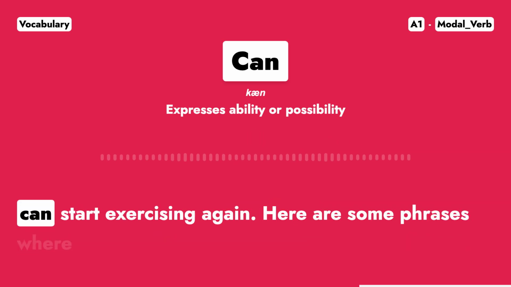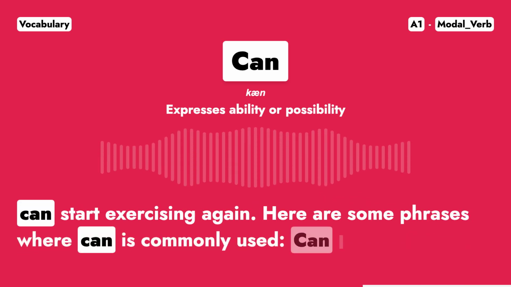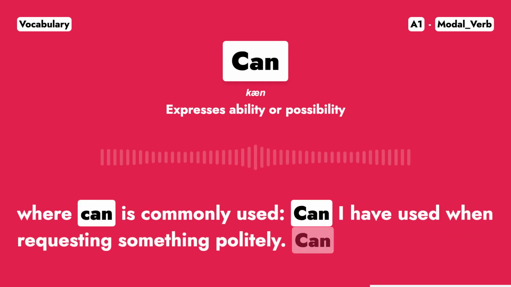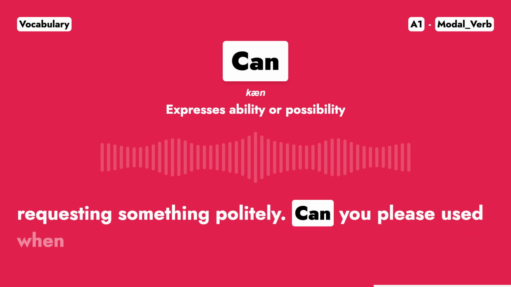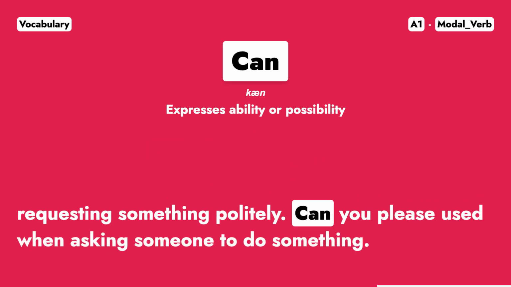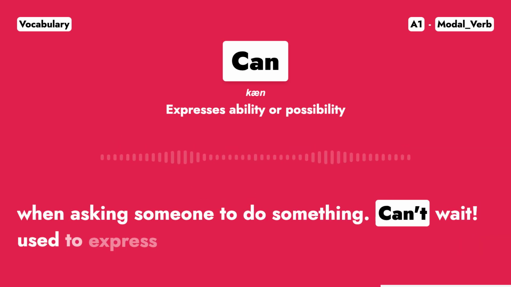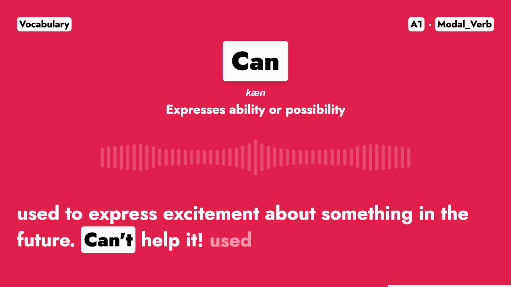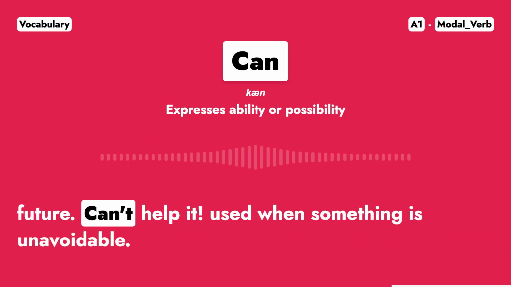Here are some phrases where can is commonly used. "Can I have?" Used when requesting something politely. "Can you please?" Used when asking someone to do something. "Can't wait." Used to express excitement about something in the future. "Can't help it." Used when something is unavoidable.